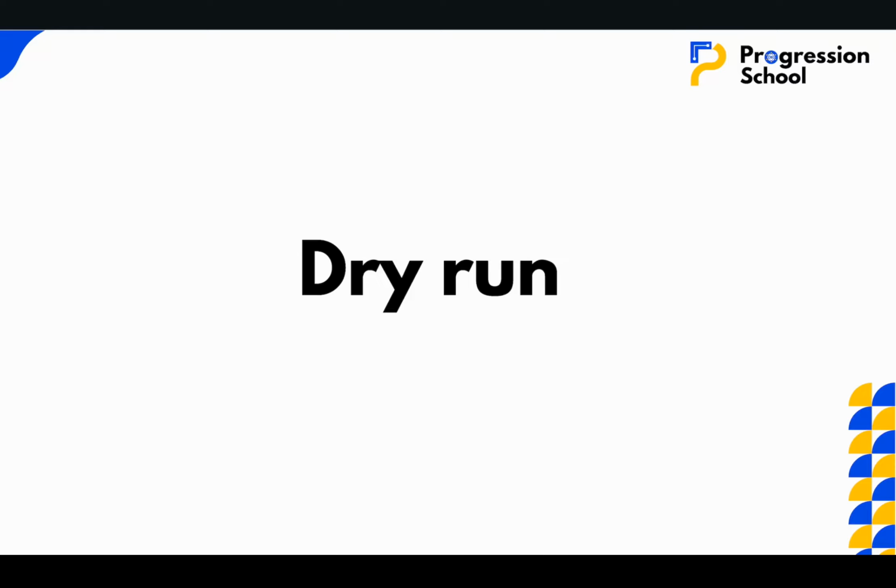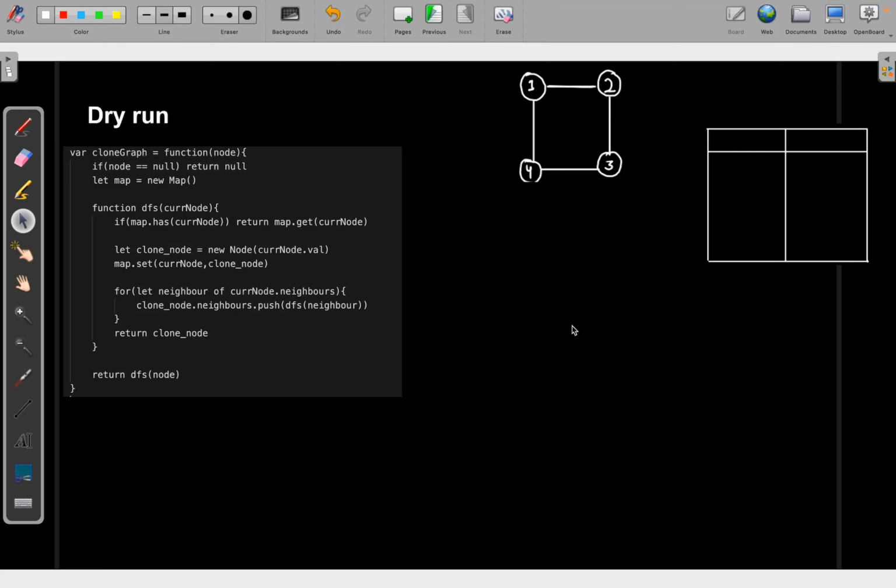In this video, we will see a dry run of the code. Now let's quickly do the dry run of our clone graph that we just solved. You will get everything from here. Just understand the dry run completely.